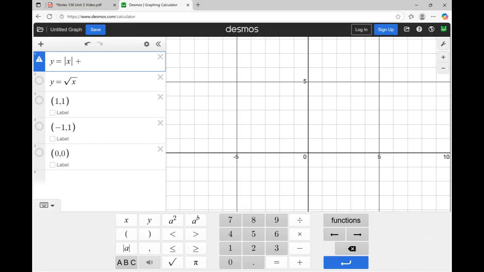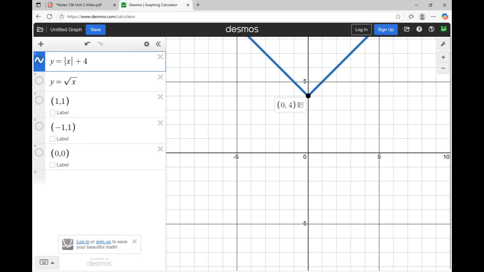What if instead of adding 3, we added 4? Well, plus 4, the graph went up 4. So I think you can see what adding does. The shape of the graph did not change. It just slid straight up. Notice from 0, 0, if you look right at the 1, 1 spot, that is still just one perfect diagonal away. So it's still the same shape. It just slid straight up.